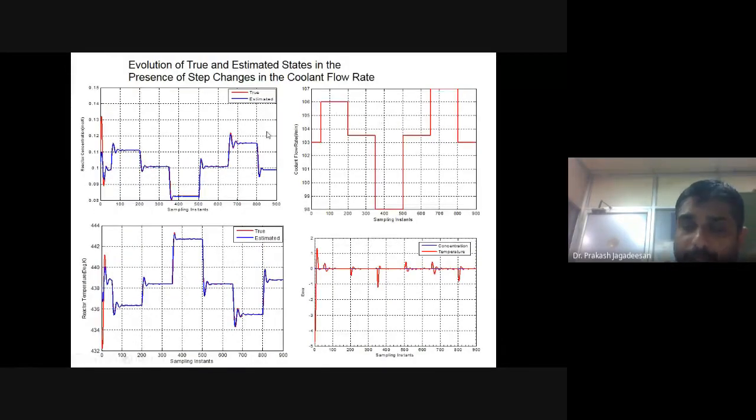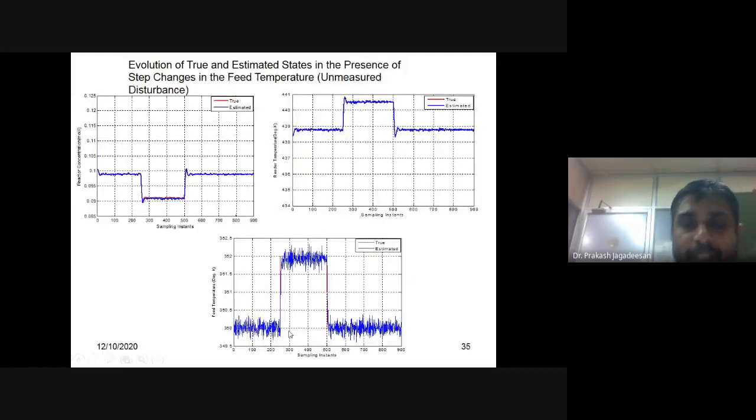So for that, what we did is deliberately change the feed temperature from 350 to 352. Again, it was brought back to 350. And then we compared the estimated output with the actual output. Similarly, we compare the estimated value of temperature and the actual value of temperature, and you can see that even in the presence of pulse-like variation in the feed temperature, the soft sensor is able to accurately estimate the reactor concentration, which is an unmeasured variable.